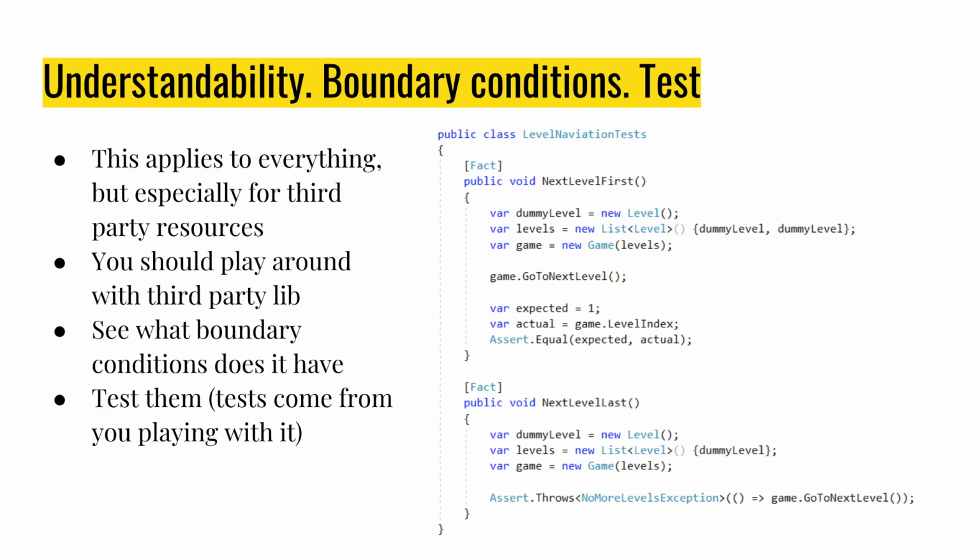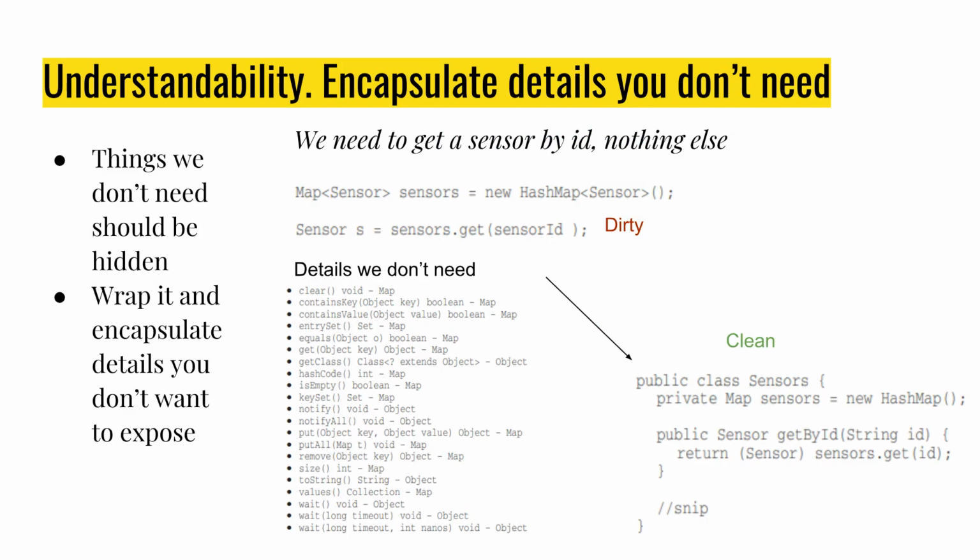So in our case, our edge case, our boundary condition, is the last level. So if it's the last level, it should throw the no more levels exception. So that's what our test checks. And this, by the way, is XUnit, because we have the concept of facts and theories. All right. So just like Dance With Me 123 said, we should hide details that we do not need. We should encapsulate them nicely.